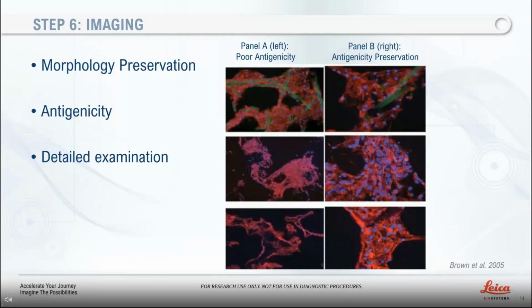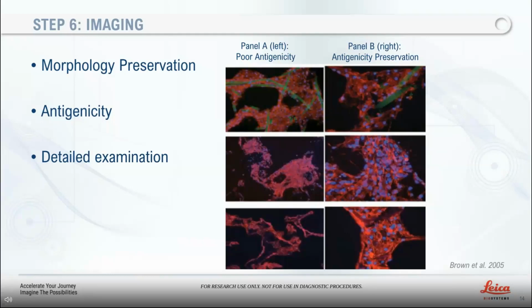On this image, panel A shows the results of a poorly preserved tissue, which will lead to poor antigenicity. As a result, it can be challenging to identify or quantify data from the tissue section. Panel B shows a well-preserved tissue that conserves cell morphology and antigenicity. We will talk in more detail about imaging later in the presentation. The common goal to strive toward is good quality in tissue preservation.